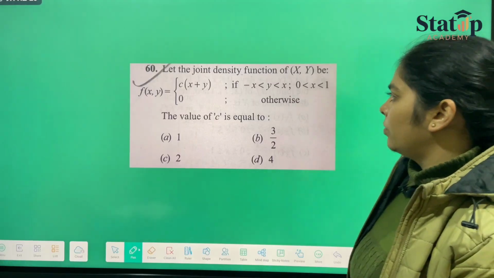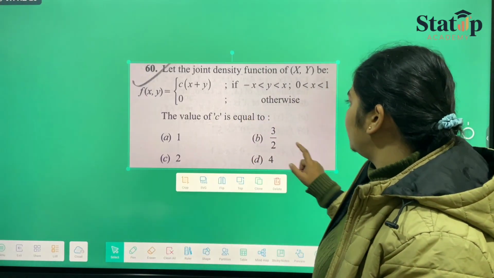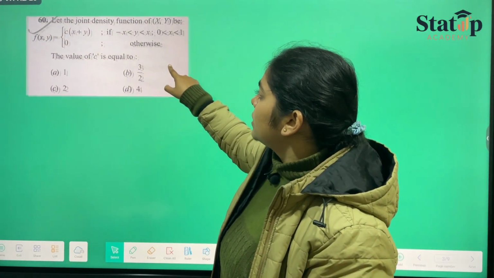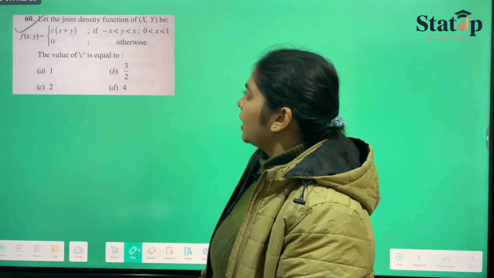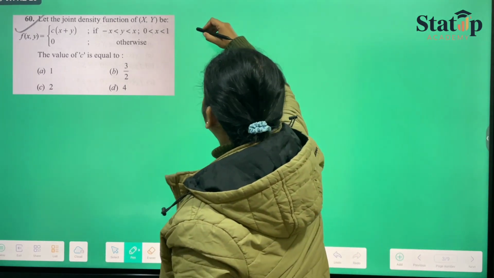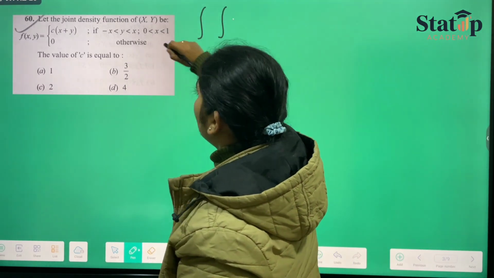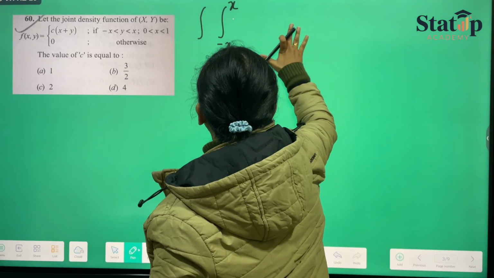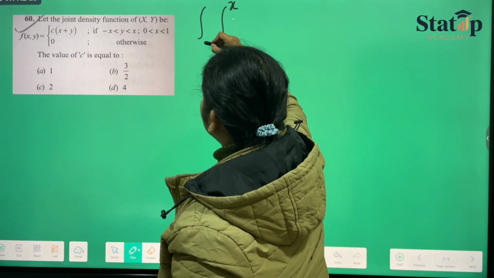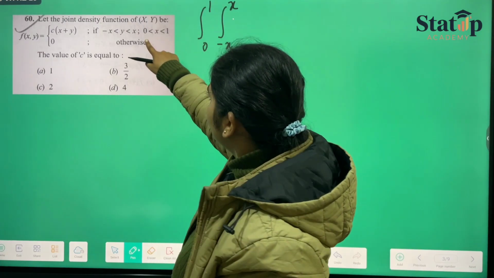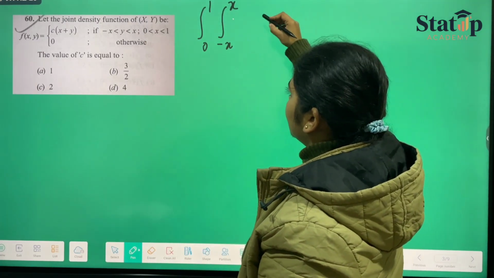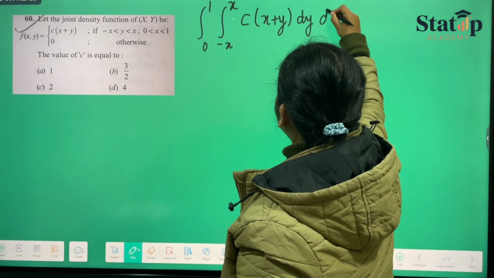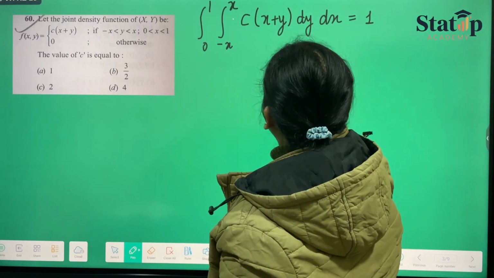Then this is another question where a joint density function has been given to us, and they say that if we consider this as a joint density function, then what should be the value of c? Again, we'll take double integration. First integration, let us take y from minus x to x, and second integration of x from 0 to 1, because it gives us direct values, so we'll take that. c into x plus y dy dx should be equal to 1.